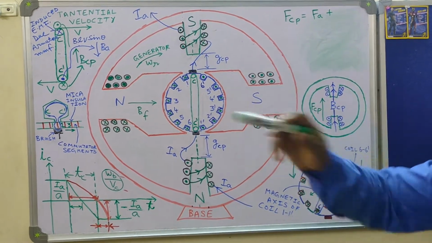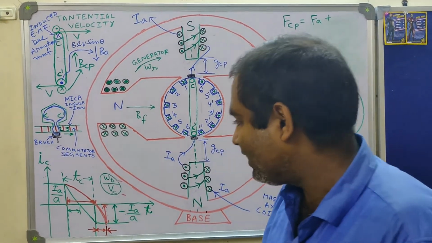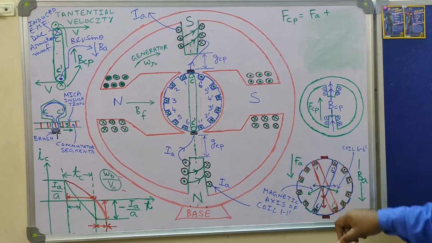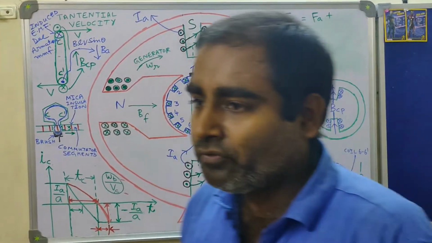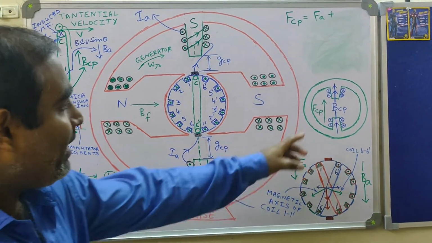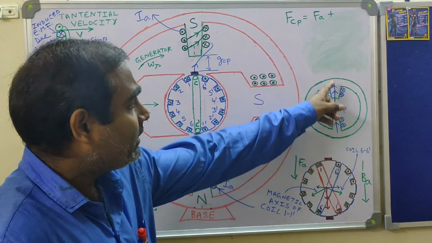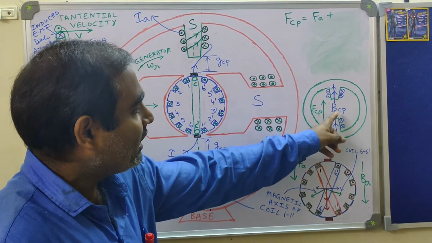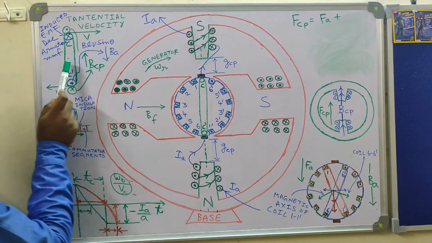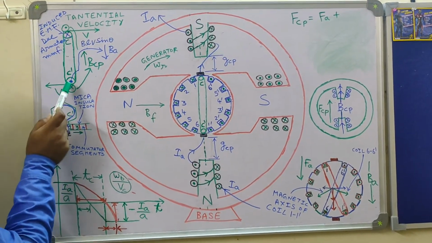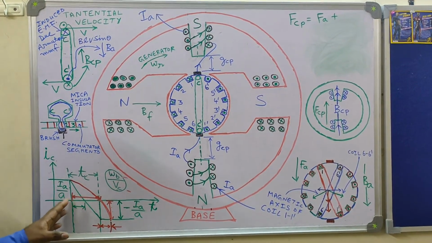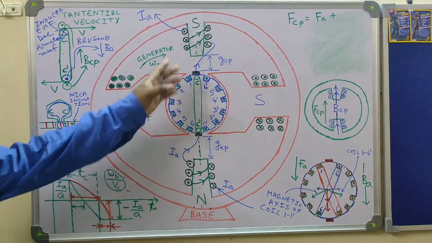Okay, but as I was saying, again I am repeating that the job of the interpole is not only to cancel armature MMF FA, but another job of interpole MMF is to set up a magnetic flux along the interpolar region only, given by BCP, such that this flux density BCP will induce an EMF in the commutated coil, so as to cancel the effect of reactance EMF or reactance voltage which is induced in the commutated coil.